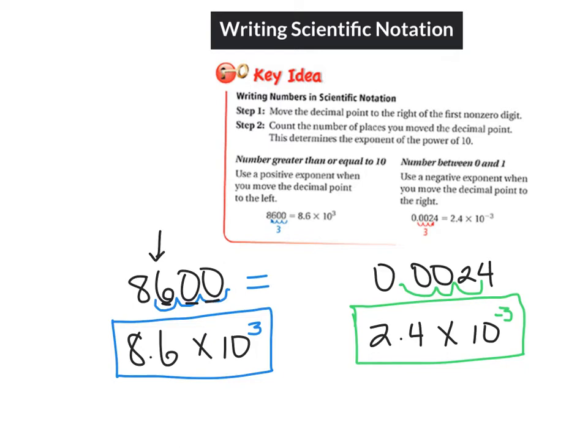Pretty simple. Make sure you write all of this in there. If you move it to the left, it's positive. If you move it to the right, it's a negative exponent. So the rules you need to remember. Okay, so let's go over example 1.